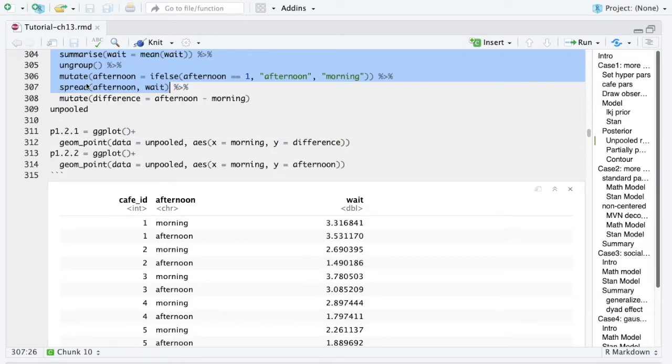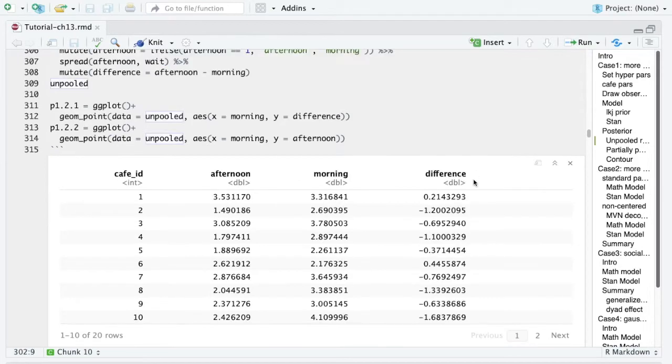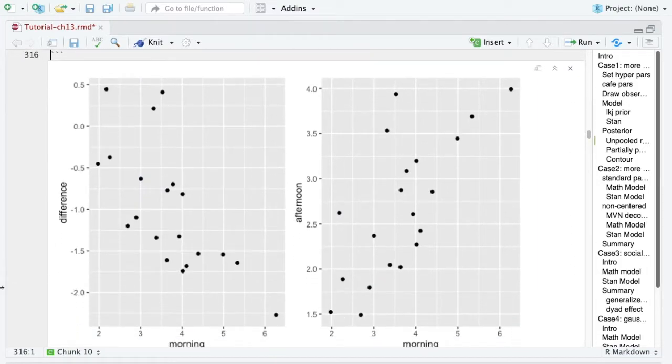Use the spread function to convert this long table to a wide table like this. So now we have one row for each cafe, one column for afternoon waiting time and one column for morning waiting time. The difference column is the result from column 1 minus column 2. And then I plot beta against alpha on the left scatter plot, and the morning waiting time and afternoon waiting time on the right scatter plot.